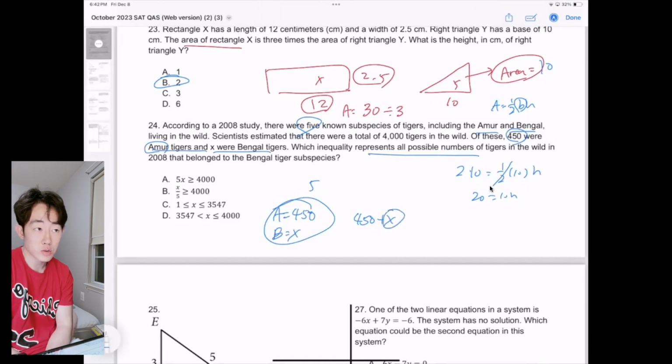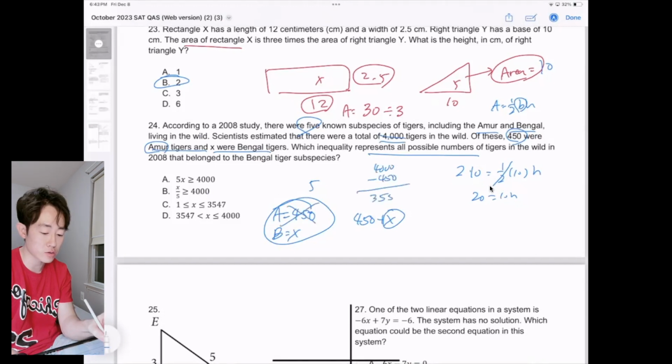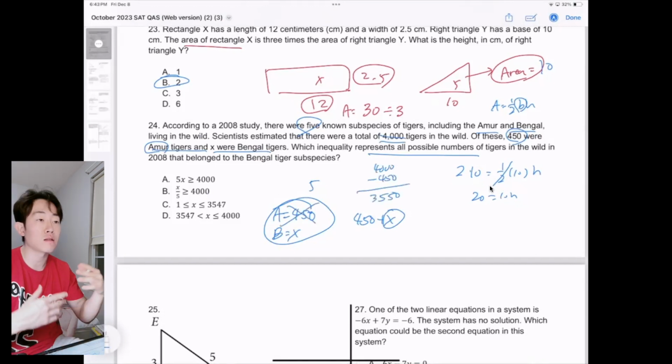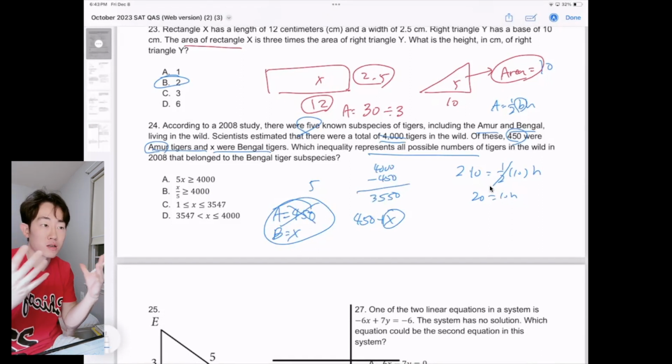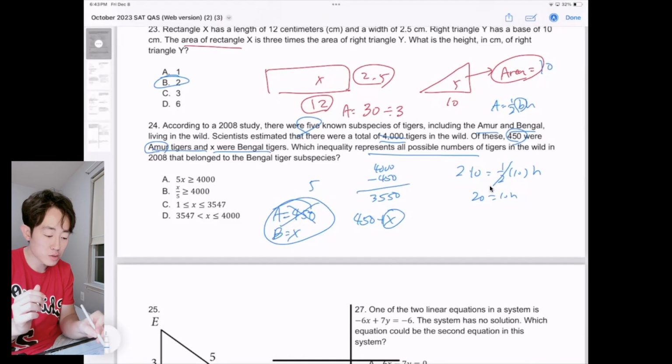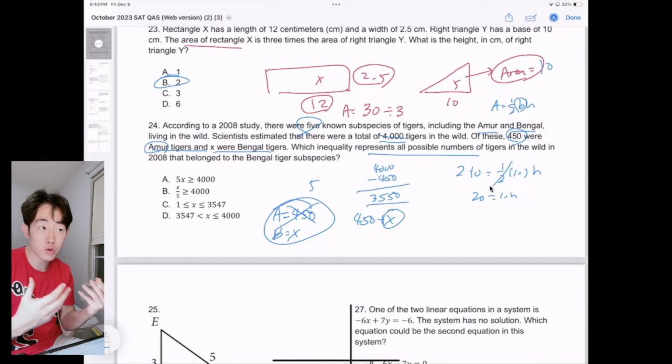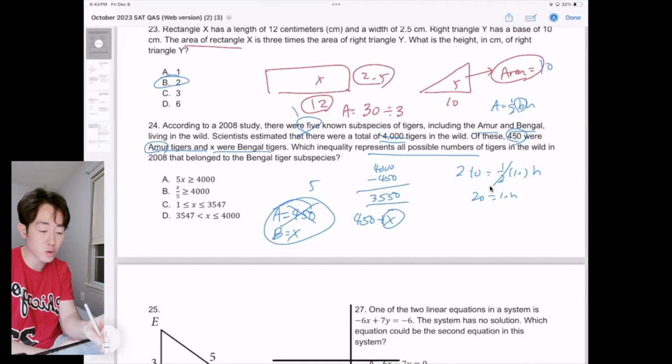If there are a total of 4,000 tigers, what's 4,000 minus 450? Because we certainly do not want to count the Amur tigers. That's 3,550. And then students get bamboozled, because I don't see 3,550 in any of these choices. But there were 3 other known subspecies. There were a total of 5: C, D, and E.